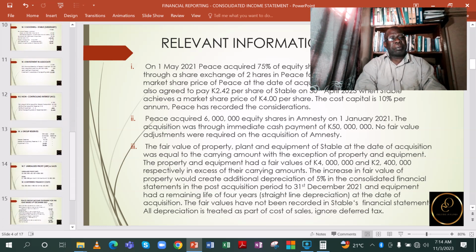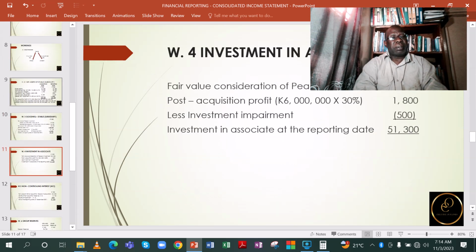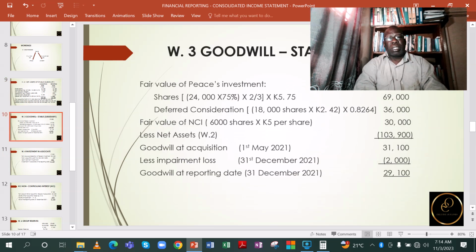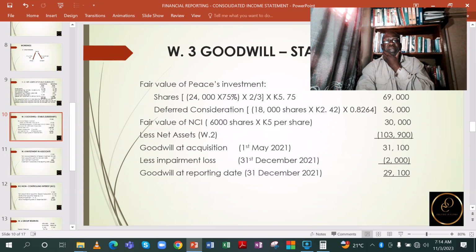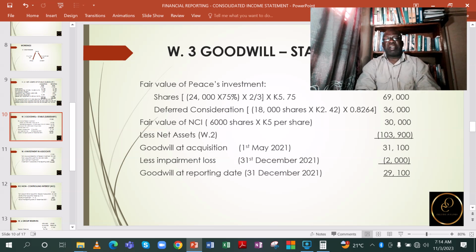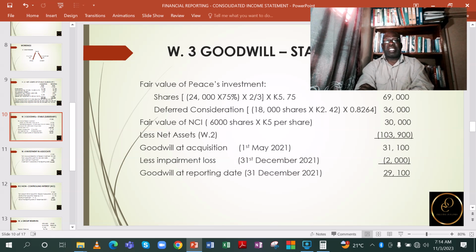So we come here and look at that particular figure. We're saying 18 million shares times 2 kwacha for the tungwe gives us 43,560,000, discounted with the discount factor 0.8264. We get 36 million, rounded. So the 43,560,000 which we are going to pay in 2 years' time is equivalent to 36 million now. We are dealing with this transaction now, so the value will be 36 million as part of consideration.